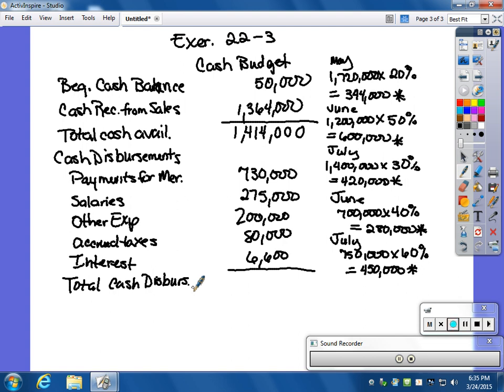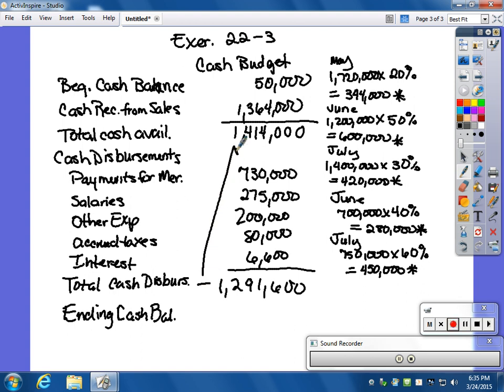291. So 1,291,600, right? And at this point, the whole goal of this was to find the ending cash budgeted balance, right? Which should be what? When we subtract 122,400. Yeah. Okay, good.